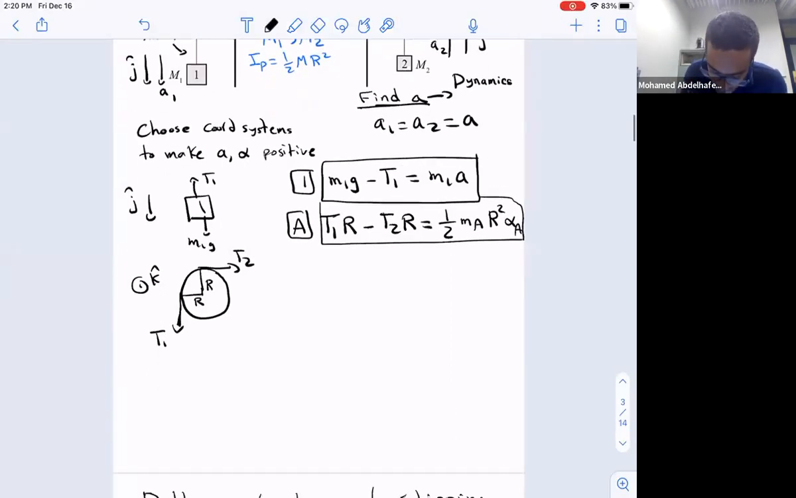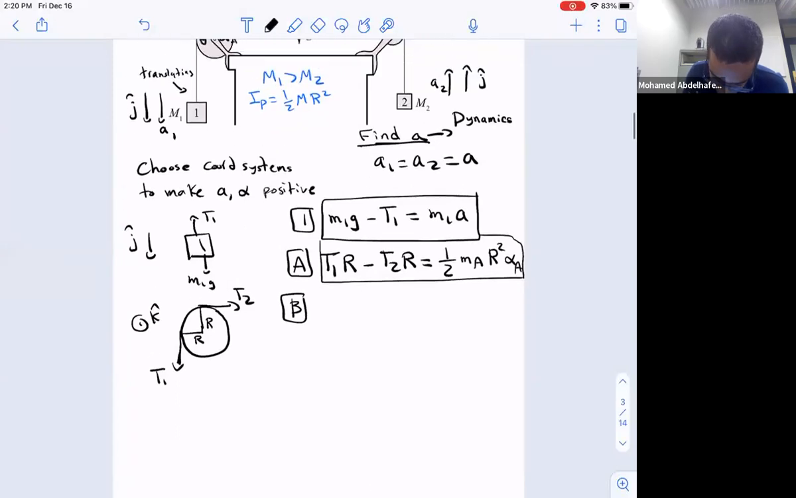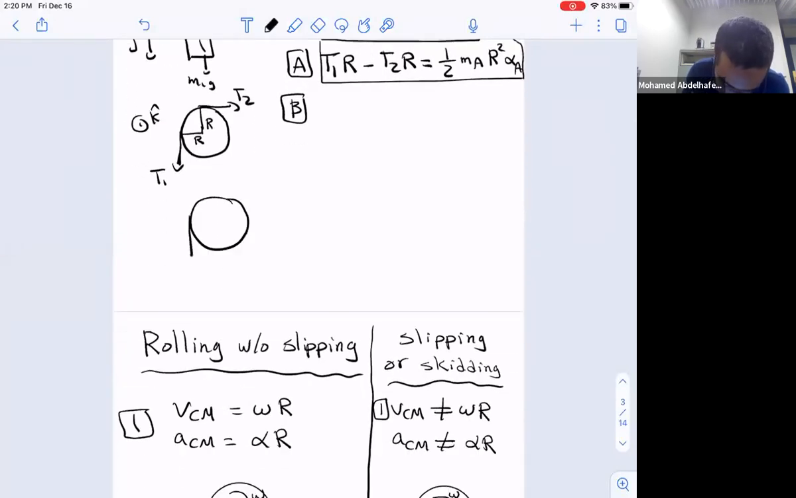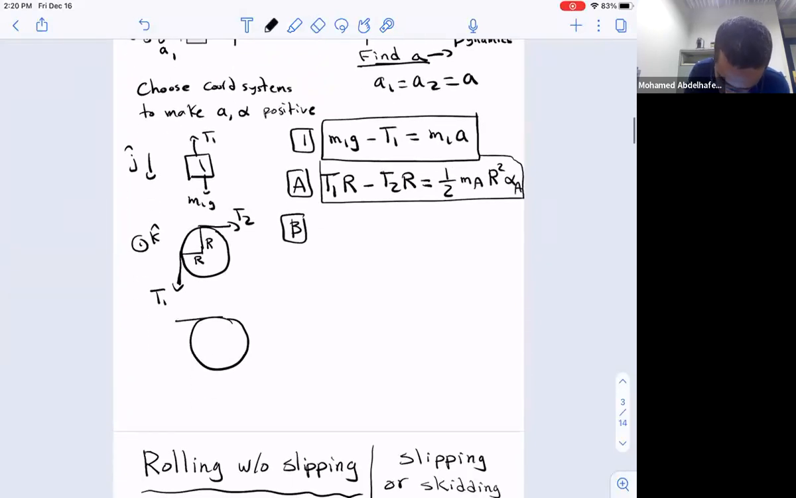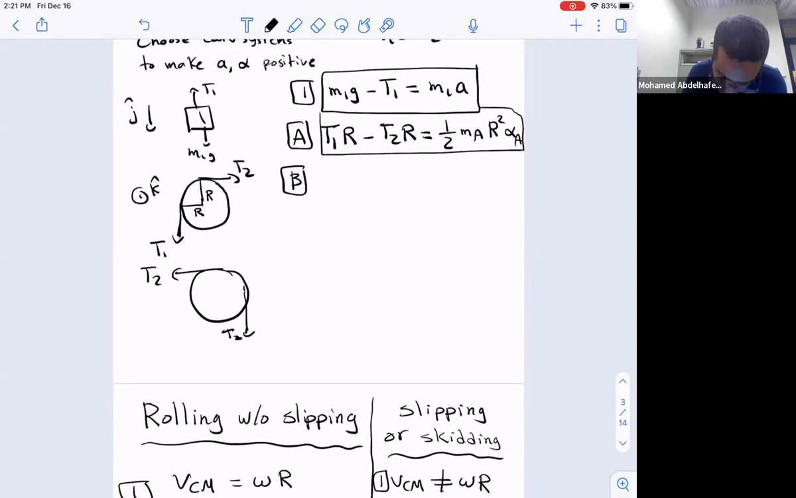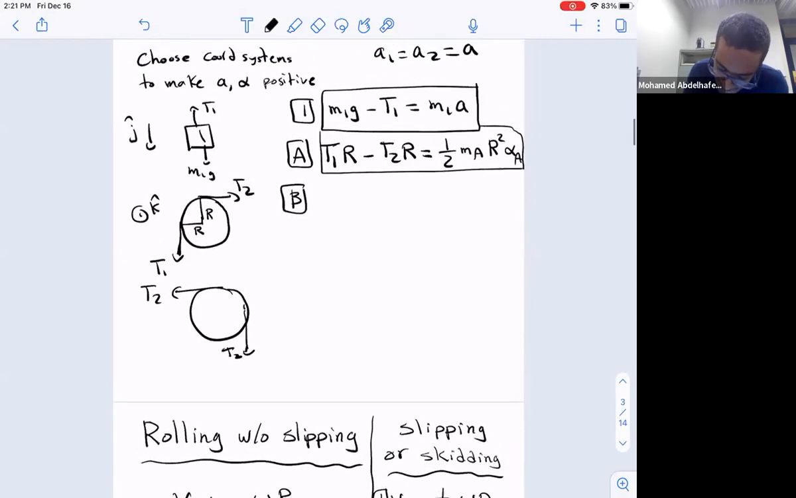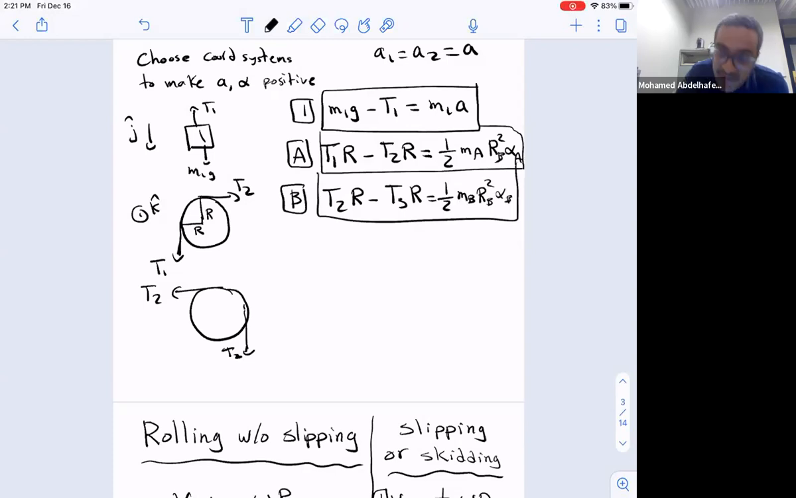Okay, and similarly, you can go to this next one. So now it's T2 this way and T3 that way. If you look at the same thing, it's now T2R is positive and negative T3R, because that's the other way, the clockwise, and it's 1/2 M_B R_B squared alpha_B. Sum of the torques is I alpha. Any questions?